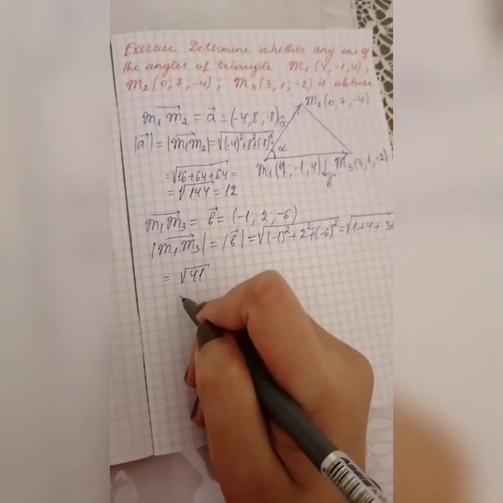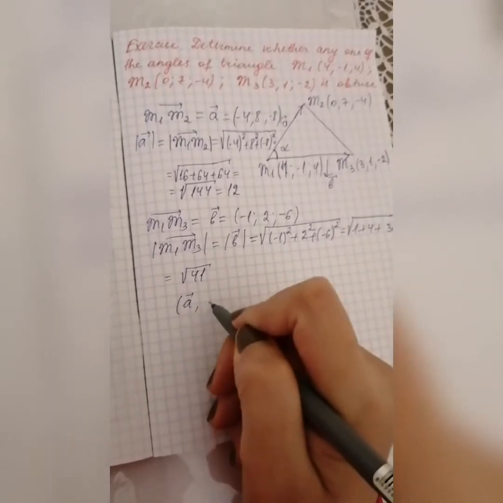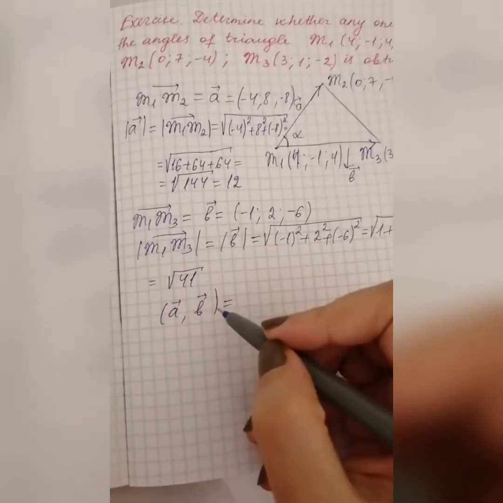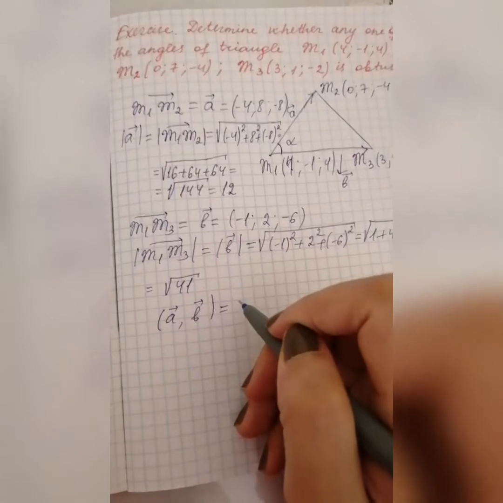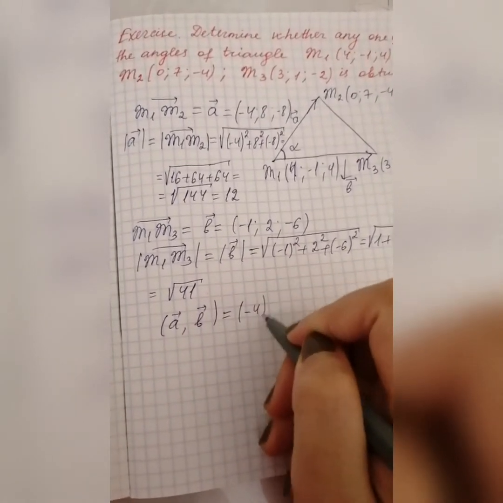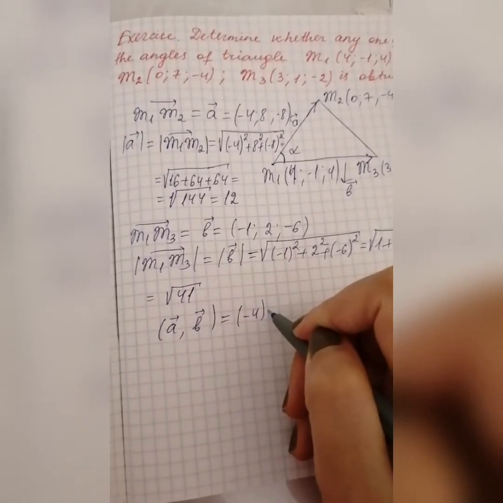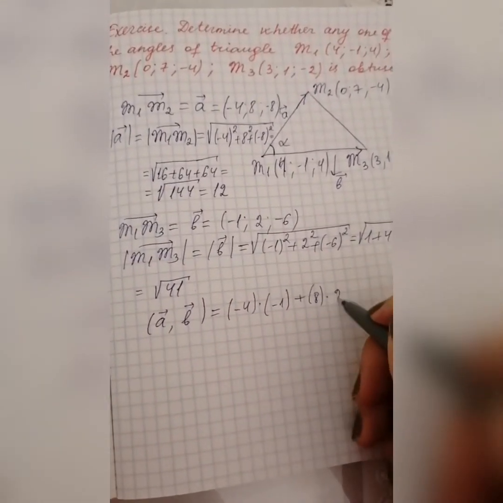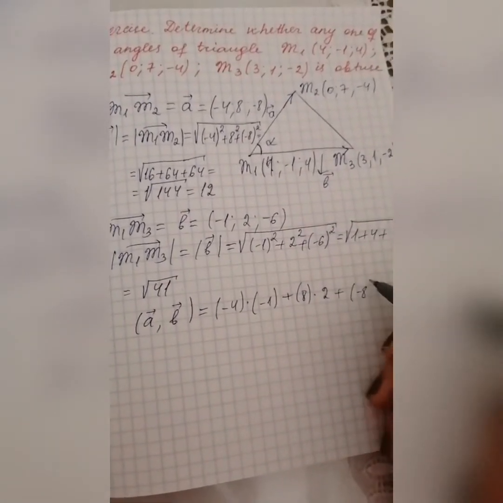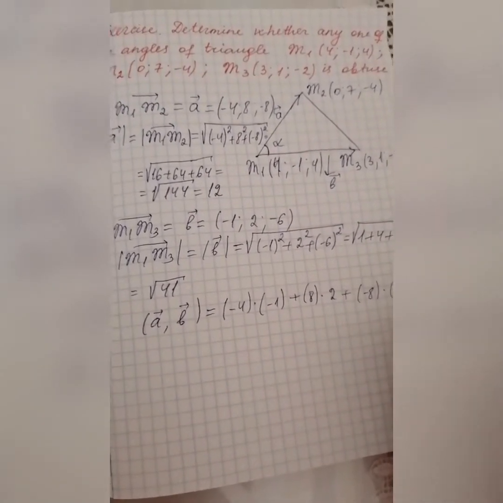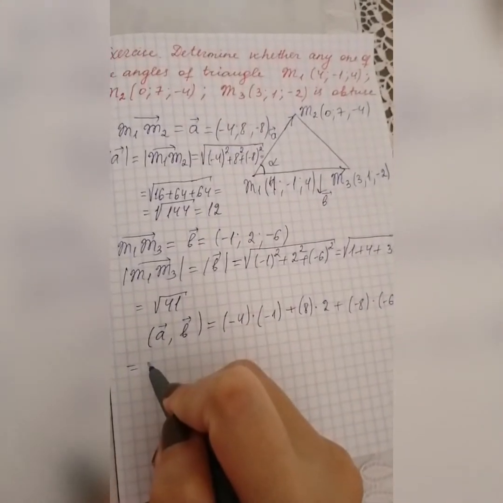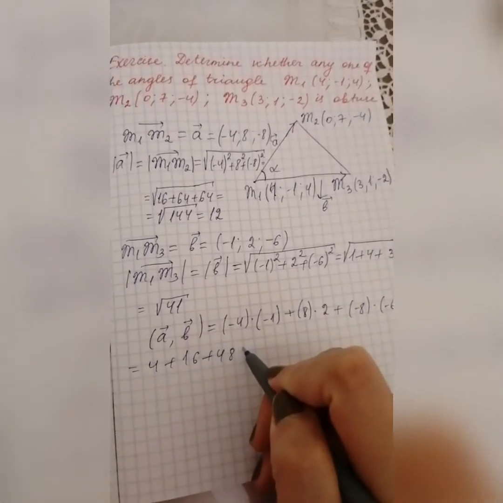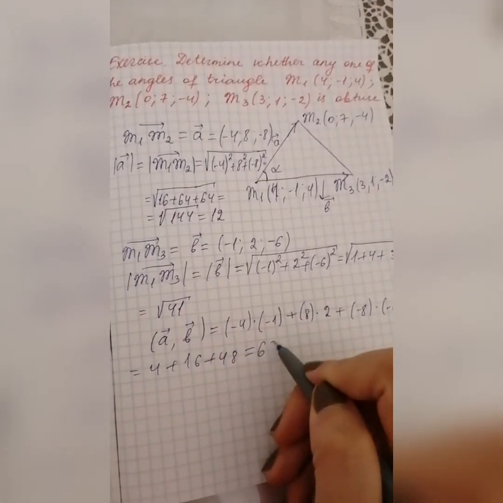And the scalar product of vectors A and B is equal to -4 times -1 plus 8 times 2 plus -8 times -6. This is equal to 4 plus 16 plus 48, and this is equal to 68.